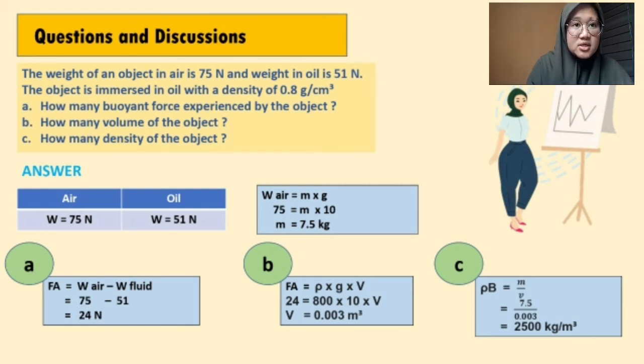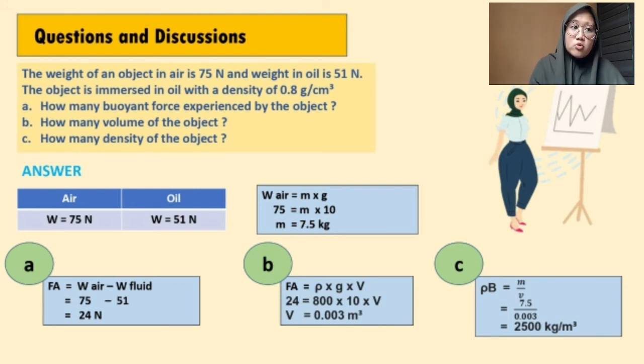And question B is what is the volume of the object? We can use the formula of the buoyant force. Buoyant force equals rho, or density, times gravity times volume. Buoyant force is 24, the density is 800, and gravity is 10. We can insert, and the volume of the object is 0.003 cubic meter.